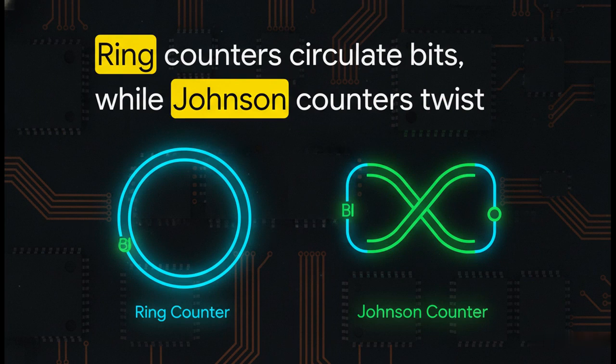Beyond just simple binary counting, we have Ring and Johnson counters. These are essentially shift registers where the output wire is fed right back into the input. A Ring counter takes a single bit and circulates it around and around, while a Johnson counter twists that feedback to create specialized, very predictable binary sequences. These turn out to be incredibly useful for decoding and generating custom control signals right there within the processor.